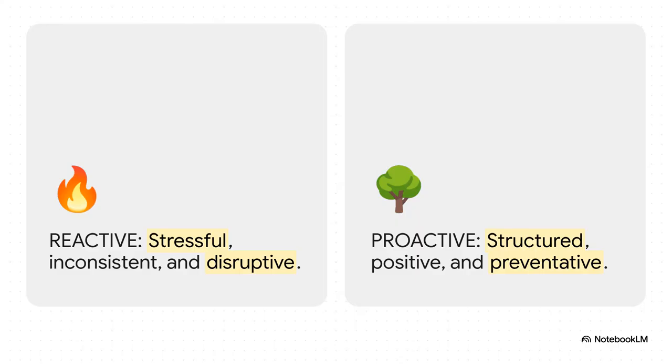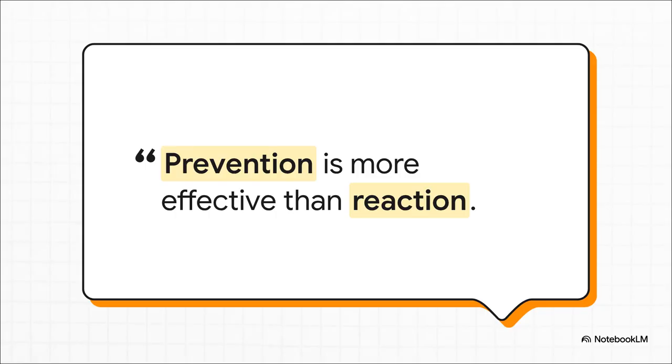To really get what proactive management is all about, think about two totally different classroom paths. On one side, you have that reactive classroom. You know the feeling, right? It's like you're constantly putting out fires. It's stressful, it's inconsistent, it's just chaotic. But on the other side, you've got the proactive classroom. This one is structured, it's positive, and it's designed from the ground up to prevent those fires from ever starting. And this really brings us to the core idea, the absolute heart of this whole thing, and it's backed by tons of research. Prevention is always more effective than reaction.